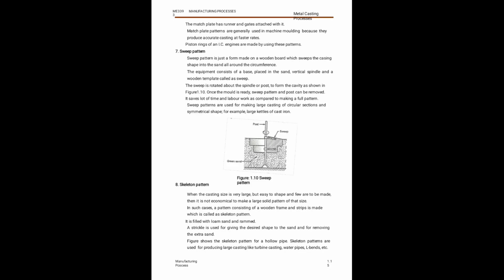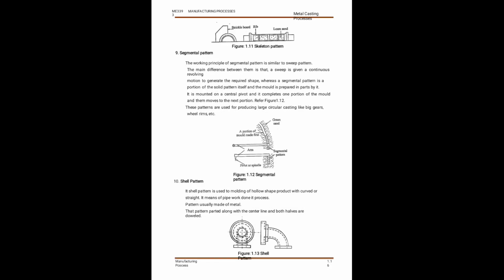The equipment consists of a base. Next, skeleton pattern. When the casting size is very large but has a simple shape, it is not economical to make a large solid pattern of that size. In such cases, the pattern consists of a wooden frame and strips. It is called a skeleton pattern. It is filled with loam sand and rammed. The excess material is then struck off to get the exact shape of the skeleton pattern, like the diagram.